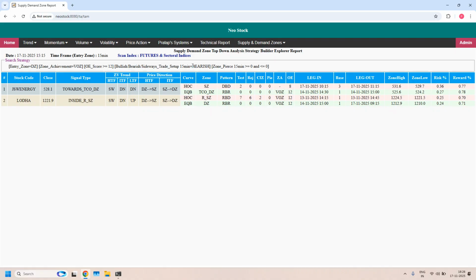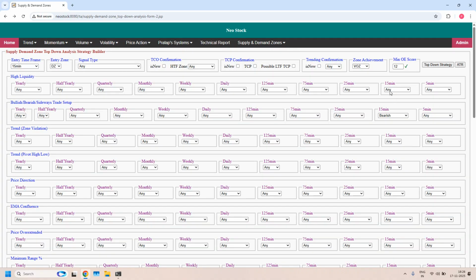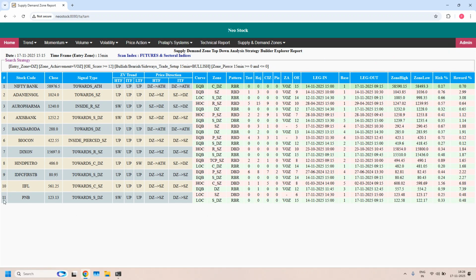Some mistake. I have selected bearish. Sorry. Should be bullish. So we got 11 stocks. All the 11 15 minutes demand zones are supporting a bullish trade setup for daily income trade.